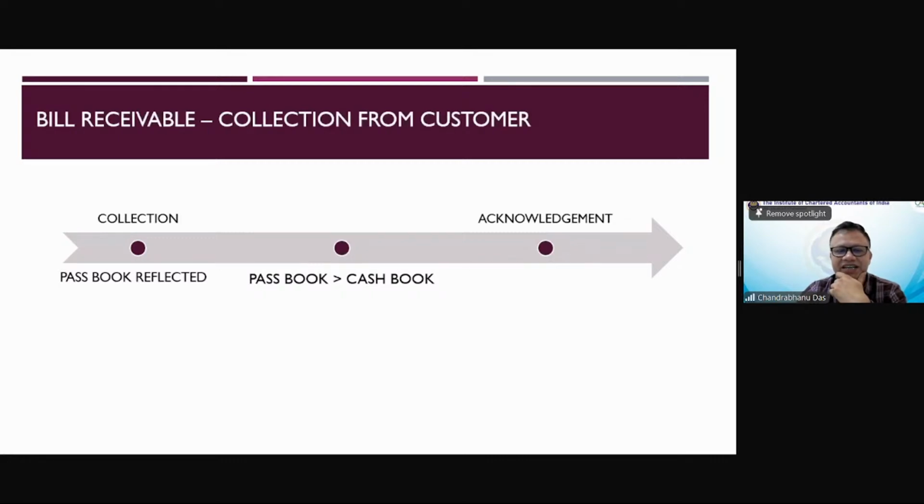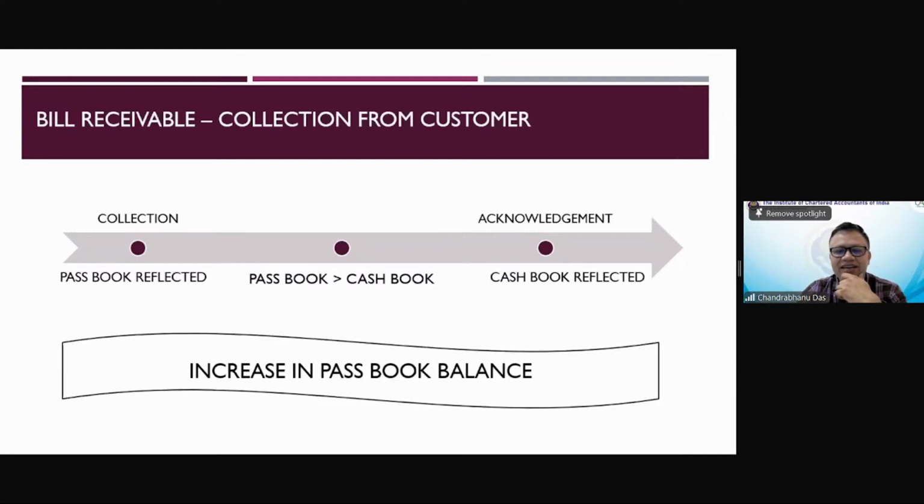So whenever the bills are collected, when you get the money, it is first reflected in the passbook. Now, why does this type of scenario cause a difference? In a bill receivable, whenever there is a collection, then only it is reflected in the passbook. But when the bills are collected, it is only known to the bank, not to the company. When the transaction moves through the bank, it is known to banks only. So that's why your cash book reflection comes later. So there is an increase in passbook balance.